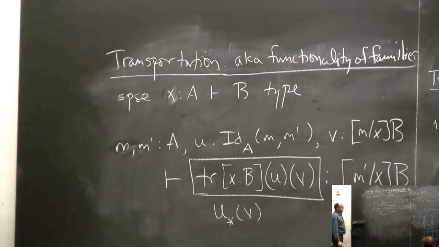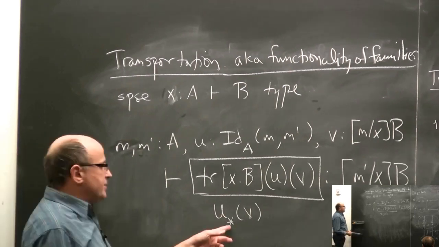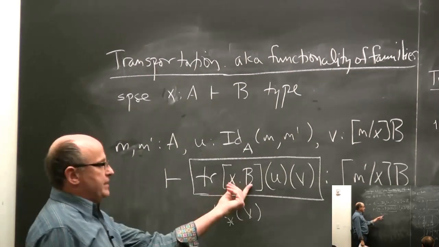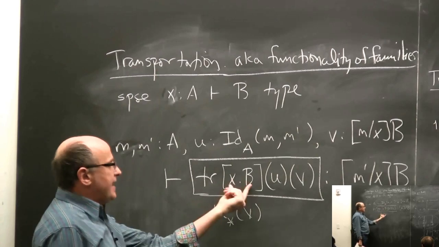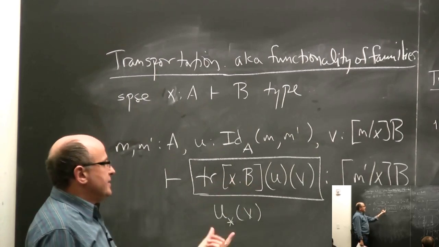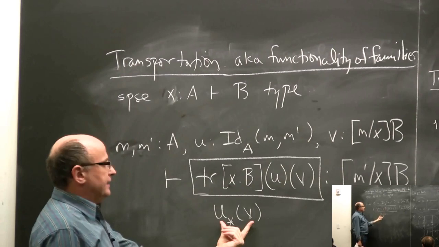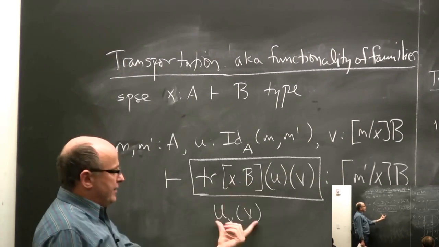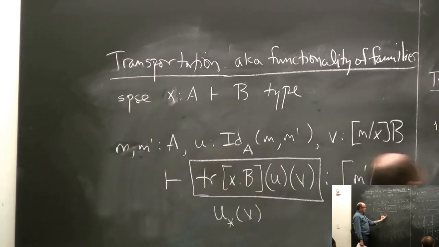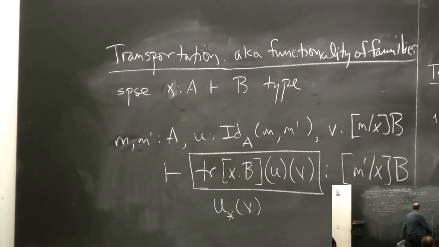Okay? That's the notation. So the problem with this notation is you're supposed to know what X dot B is, because the action depends. I mean, it's the action for a particular family. So this notation is a little too shorthandy. The full notation is that. But a lot of times people write U lower star V. So that's what I did here.